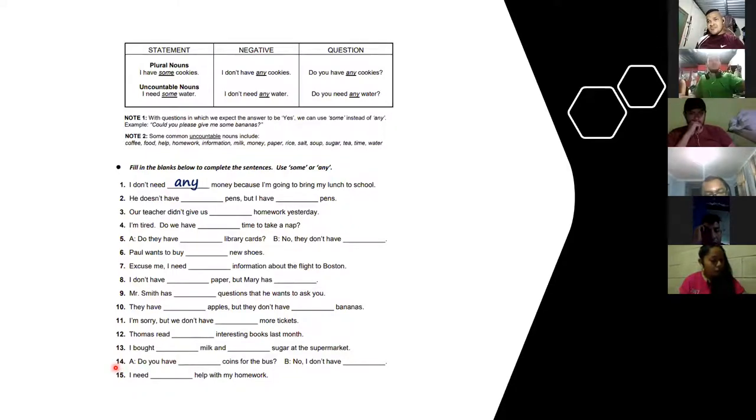Do you have any coin for the food? No, I don't have any. Excellent. And finally, number 15, Eneida.